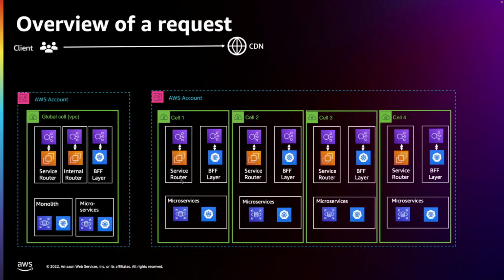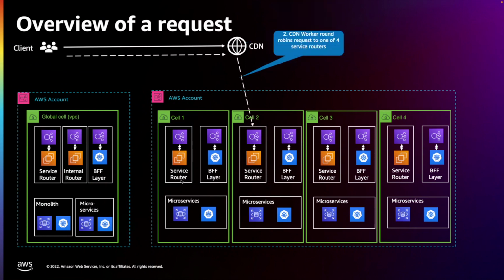Now, given everything that I've shared thus far, let's take a look at what a typical lifecycle of a request might look like. First, when the client makes a request, it always goes to our CDN. And it's likely at this point that first request doesn't have any information like the market that the request belongs to. The CDN worker then round robins a request to one of the 4 service routers residing in our cells. If the request is a cell service, we'll get into other types of requests a little later.